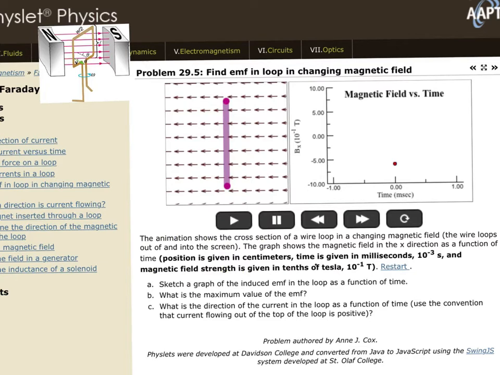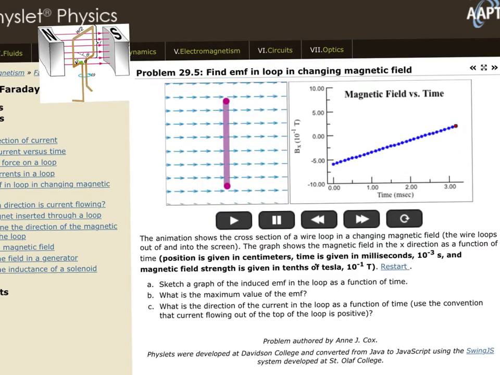Okay, as usual, play the simulation, watch it, see what happens. So there's a lot to watch, right? It's graphing it as it changes.